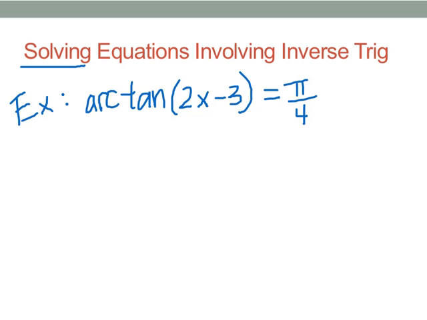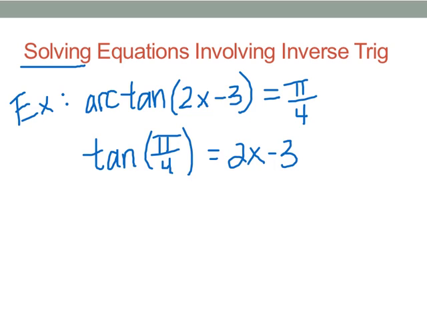Before we can solve this, we want to rewrite what the arc tangent means, and it means tangent of pi over 4 equals 2x minus 3. So we would write tangent of pi over 4 equals 2x minus 3.